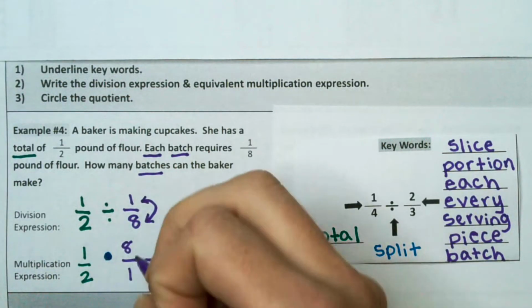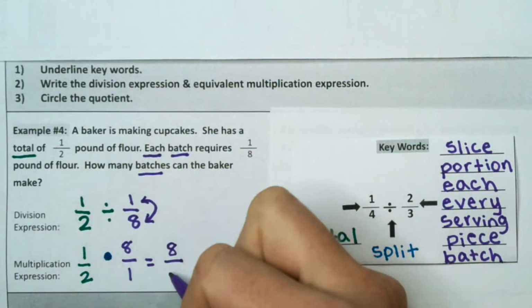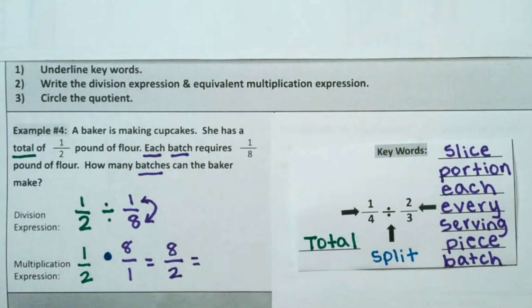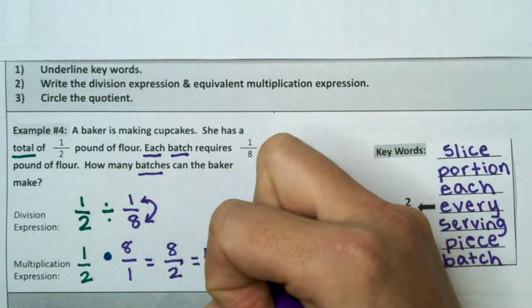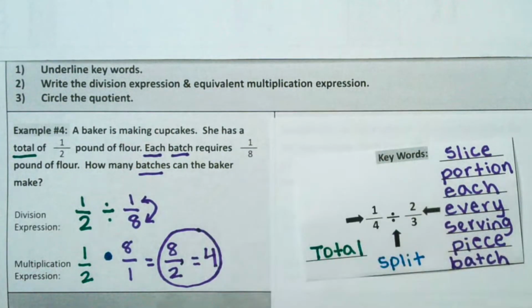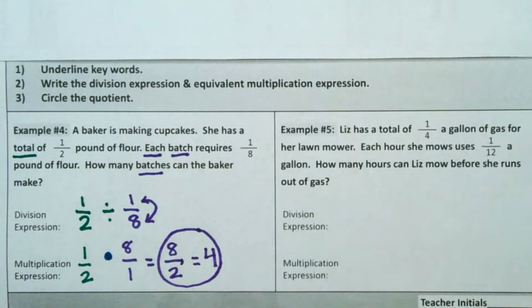1 times 8 is 8. 2 times 1 is 2. Now, if you get an answer like this, 8/2, the fraction line means divided. So this is really 8 divided by 2. And 8/2 is the same thing as 4. So we can just circle our quotient. I want you to practice all of example 5 and then come back to the video to check your work.